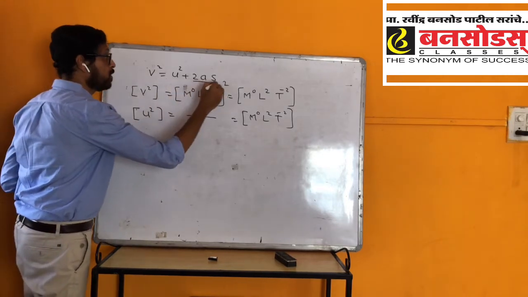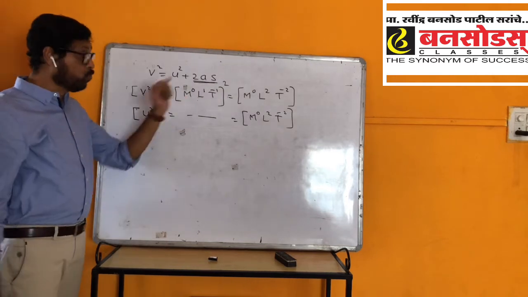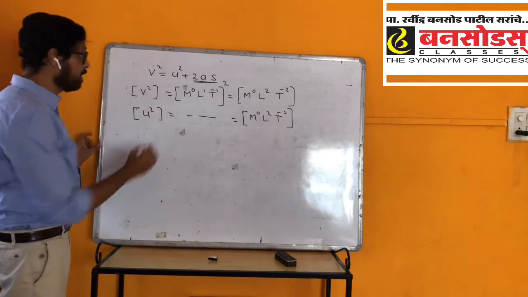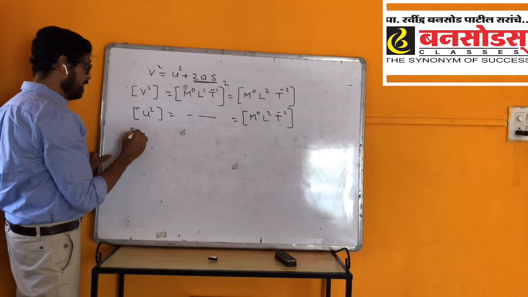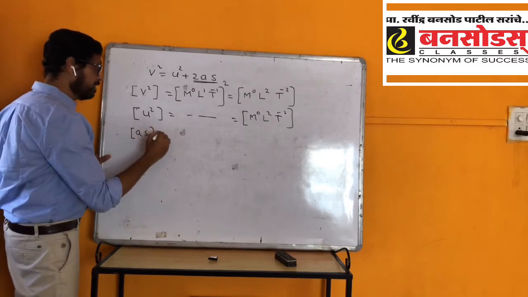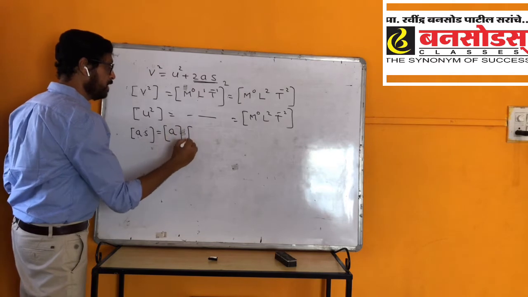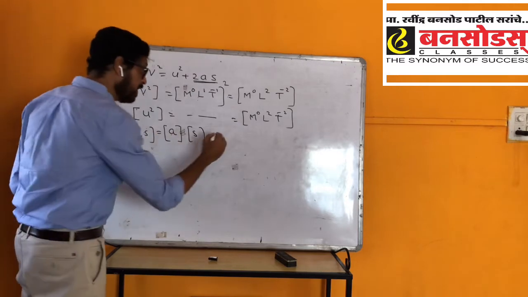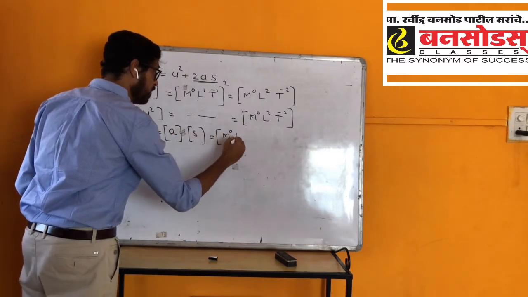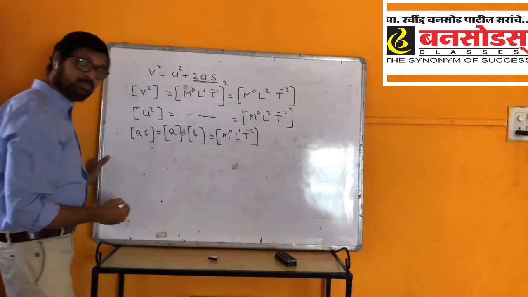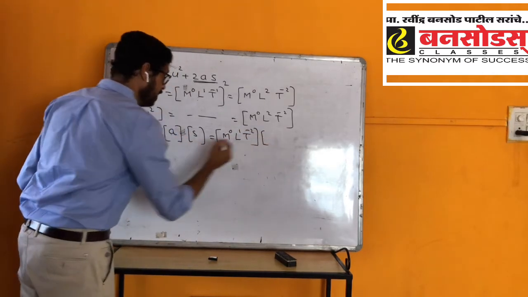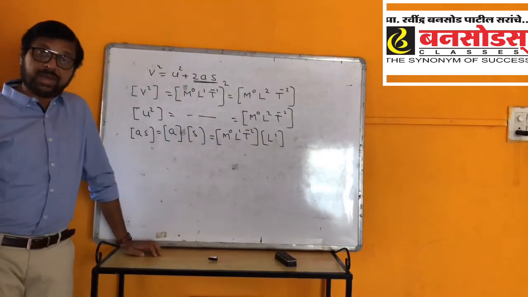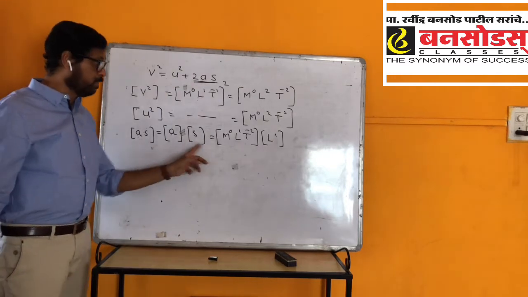Third term is 2as, in which 2 is a constant, a number, and there are no dimensions of a number. So we'll see the dimensions of as, that is dimensions of a into dimensions of s. Dimensions of acceleration are m0 l1 t minus 2, and for s, which means displacement, the dimensions will be L1. There is no m, there is no t.